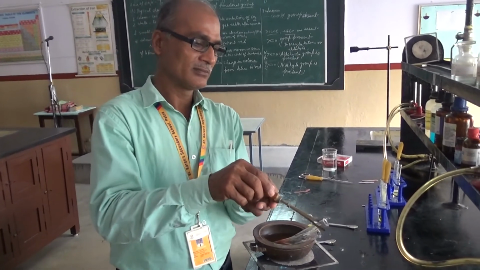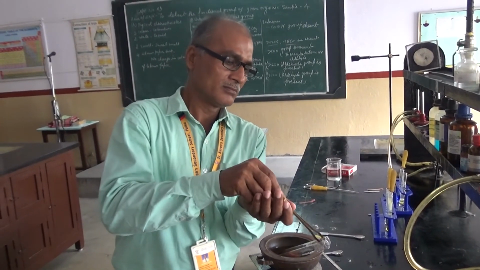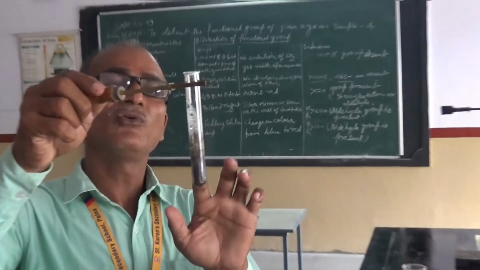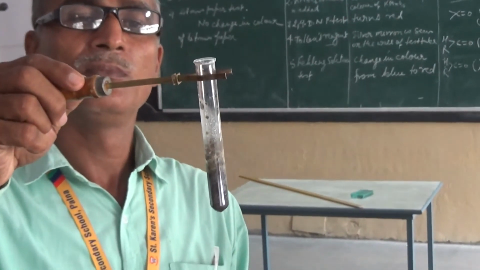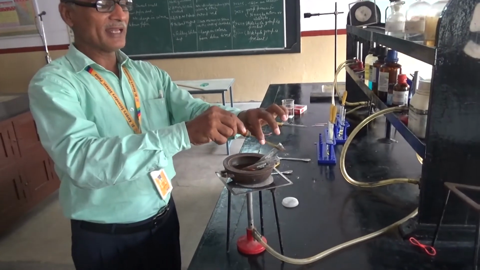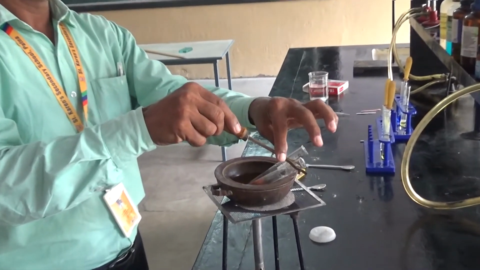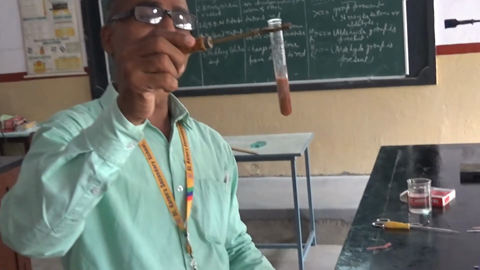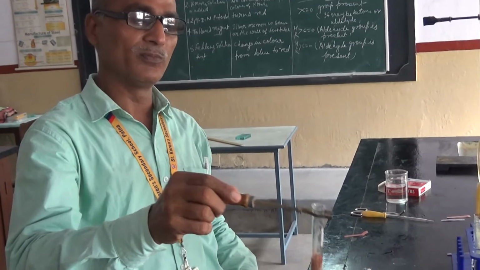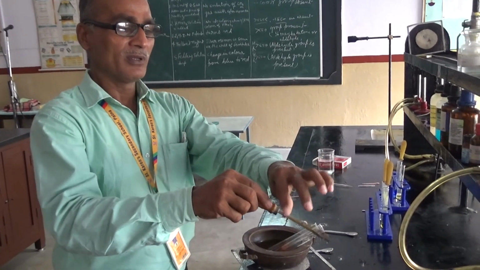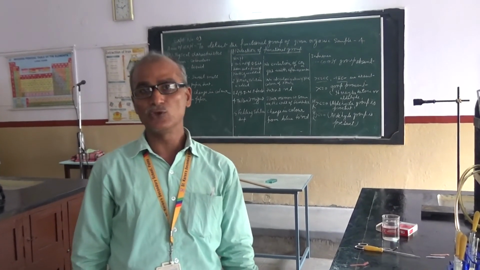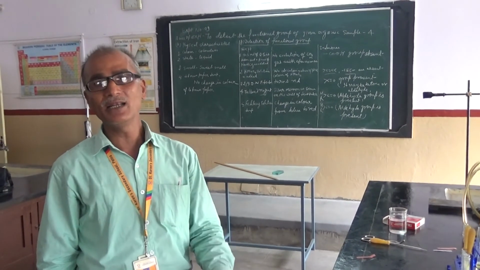Now we can see it. You can observe there is a silver mirror on the wall of the test tube. That means it is an aldehyde. In another solution, we can also see that it turns red. That means the given organic sample has an aldehyde group. In this way, we have now detected the fourth sample. This organic sample has an aldehyde group. Thank you.